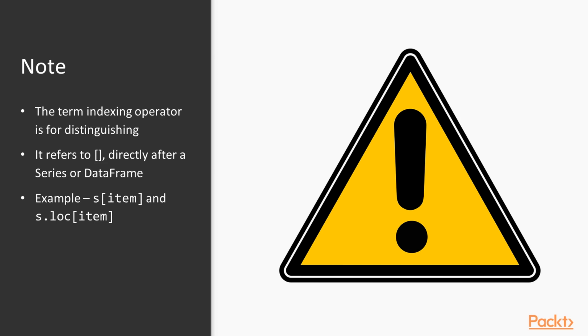The indexing terminology can get confusing. The term indexing operator is used here to distinguish it from the other indexers. It refers to the brackets directly after a series or data frame. For instance, given a series S, you can select data as shown in the example on your screen. The first uses the indexing operator. The second uses the loc indexer.